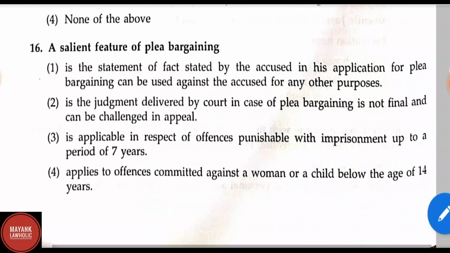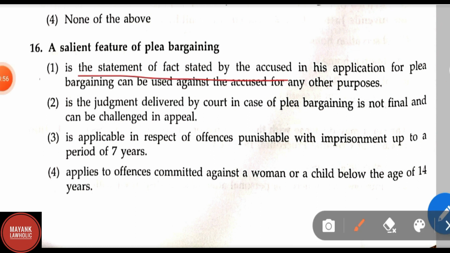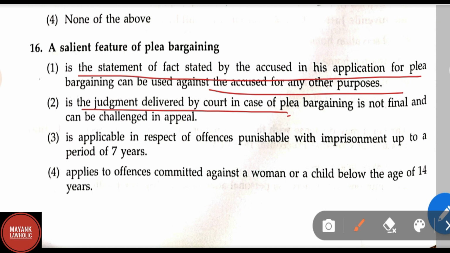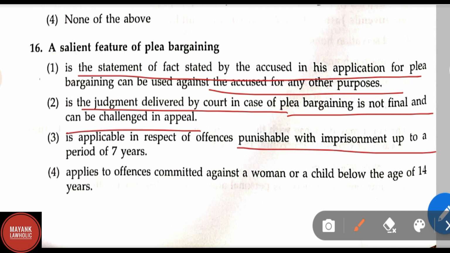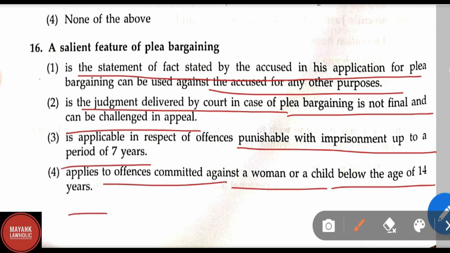Now let us see question number 16. A salient feature of plea bargaining. Option 1: the statement of fact stated by the accused in his application for plea bargaining can be used against the accused for any other purposes. Option 2: the judgment delivered by a court in case of plea bargaining is not final and can be challenged in appeal. Option 3: is applicable in respect of offences punishable with imprisonment up to a period of 7 years. Option 4: applies to offence committed against a woman or a child below the age of 14 years. Correct answer is option 3.